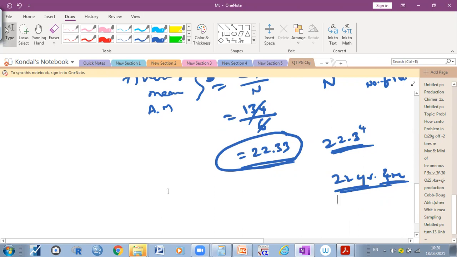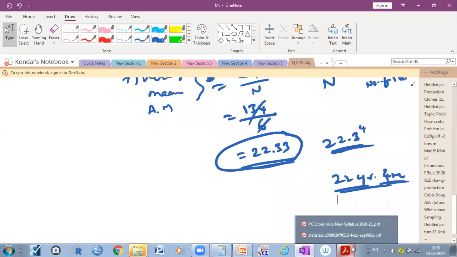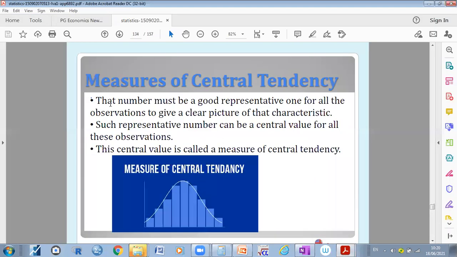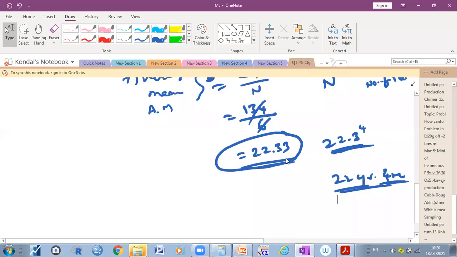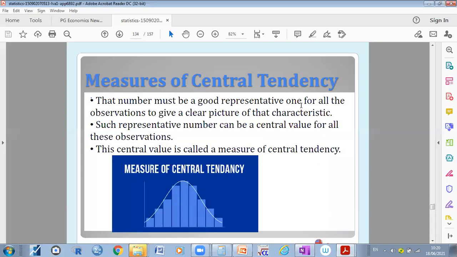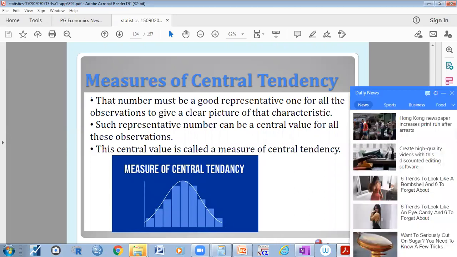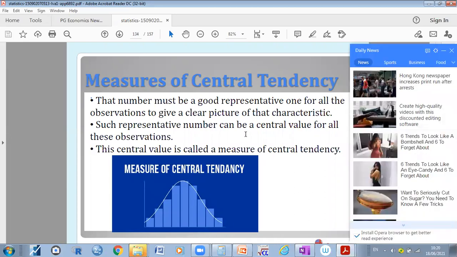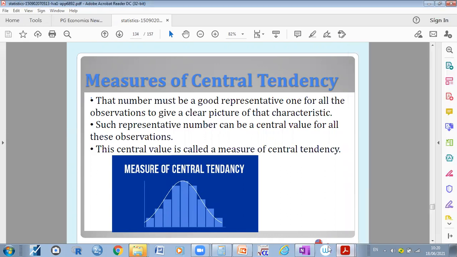How we calculate it, and what is the importance here? That number must be a good representative. When you ask what the average age is, it means 22.4 is the average age of the students. It is a good representative of all the observations, giving a clear picture of the characteristics. Such a representative number can be the central value for all those observations.